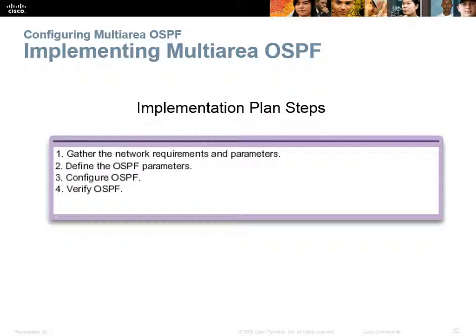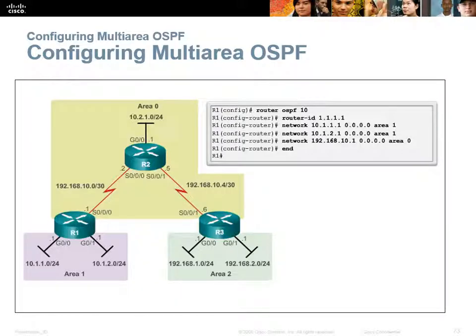Implementing multi-area OSPF. We're going to define the OSPF parameters, configure OSPF, and verify it. So how do we configure it? Simple. Router, OSPF, and then the process ID. So 10. Router-ID, we're identifying this router as being this IP address of 1.1.1.1.